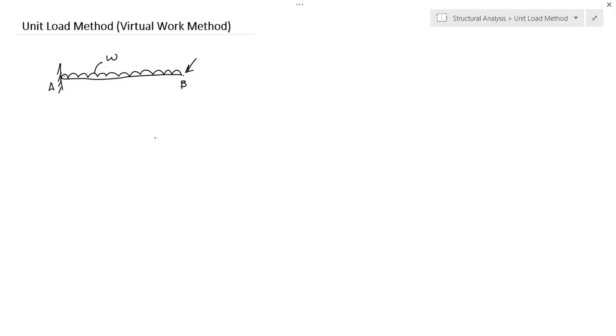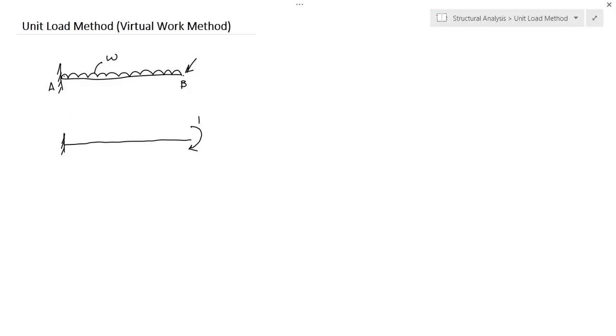So according to the unit load method, for determining the slope, you have to create a virtual beam and apply a unit moment there. The sign convention of this method is that the sagging moment is positive and the hogging moment is negative. And if you get the deflection in positive sign, it means the deflection or slope is in the direction of the applied loads.